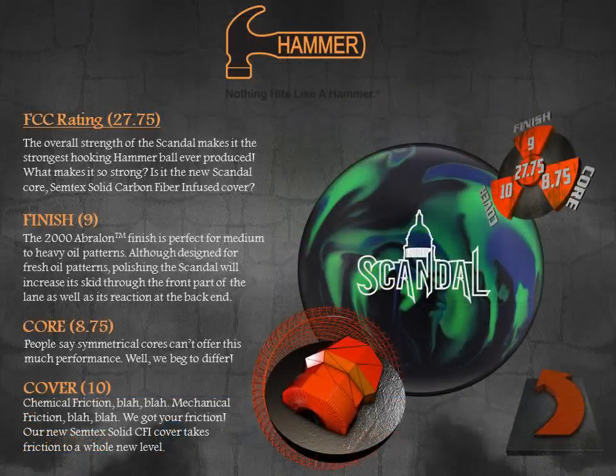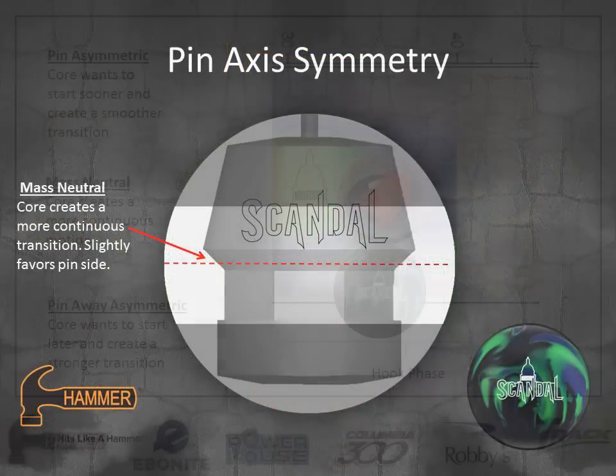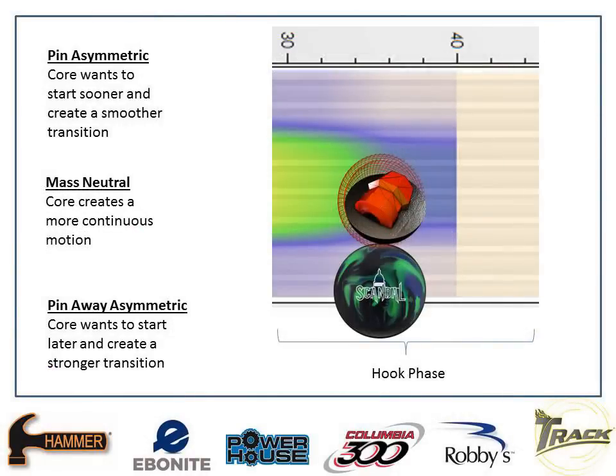Saving the best for last, we have the brand new Scandal from Hammer. The Scandal features a brand new core design along with the brand new Simtex CFI solid cover stock. This core cover combination makes the Scandal the strongest Hammer ball ever produced. With an FCC rating of 27.75, the Scandal has no trouble creating a strong overall ball motion on the heaviest of oils. Looking at the core design, this is a mass neutral core that slightly favors the pin side. This puts it slightly sooner in the hook phase, creating a strong overall consistent ball motion.